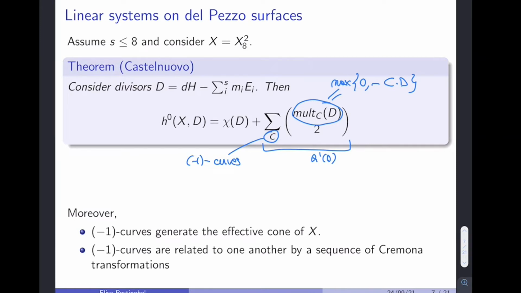So -1 curves are responsible for the speciality of plane linear systems. Moreover, they have some other geometric meaning, in the sense that they generate the effective cone. In this case, I'm talking about the Del Pezzo case. Another very interesting thing is that they are related to one another by a sequence of Cremona transformations, whatever that means. The good thing is that once you find one of them, you find them all, because you can apply these Cremona transformations to come up with a complete list.